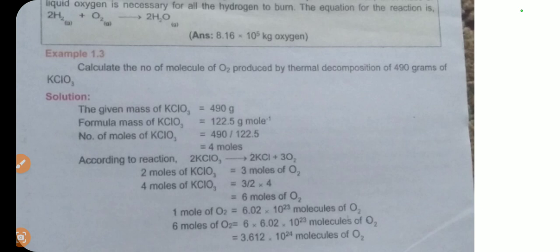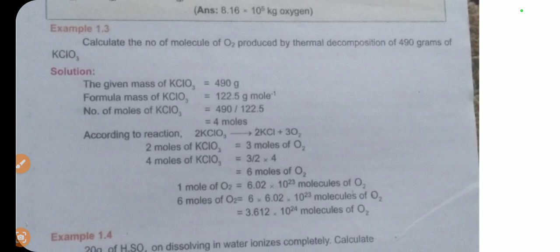To find the number of moles, the formula is mass divided by molar mass. 490 divided by 122.5 gives 4 moles. Now the moles are calculated.